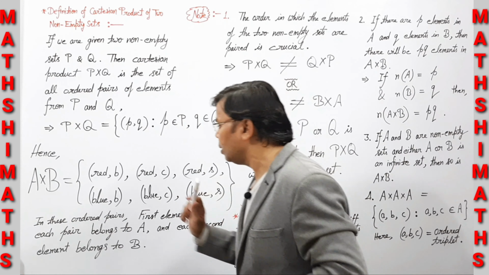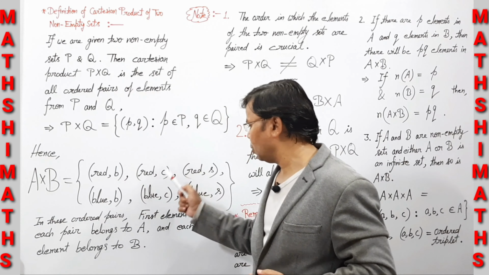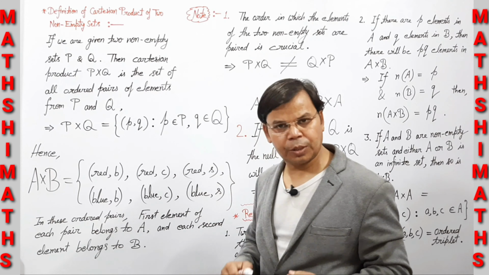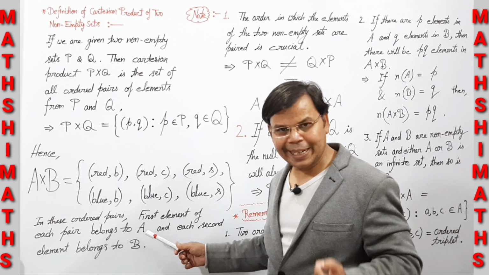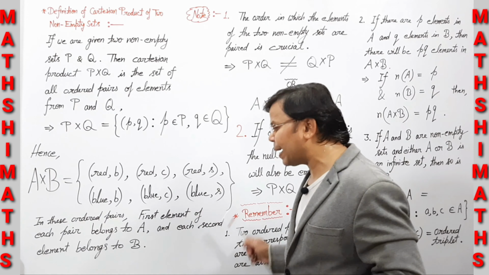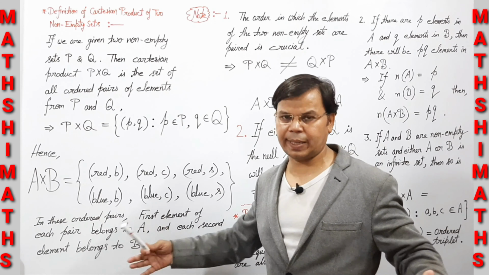This is the Cartesian product of two sets A and B, where red and blue are the first elements of the ordered pairs which belong to set A, and bag, coat, shirt are the second elements in the ordered pairs and they belong to set B. In each ordered pair, the first element of each pair belongs to the first set, set A, and each second element belongs to set B, the second set.